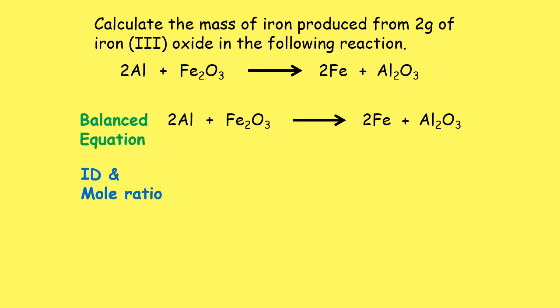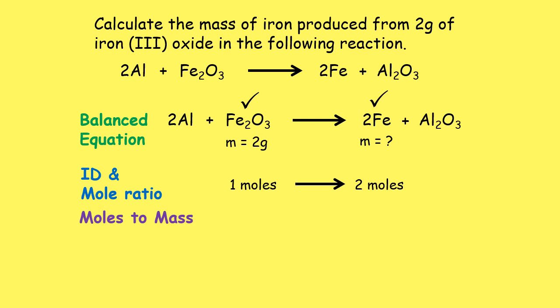Step 2 is identify the chemicals that we're working with and look at the mole ratio. Well, we're working with iron. That's what we've been asked to work out. And we've also been given iron oxide and told that we've got 2 grams of it. Now the mole ratio is 1 mole going to 2 moles.